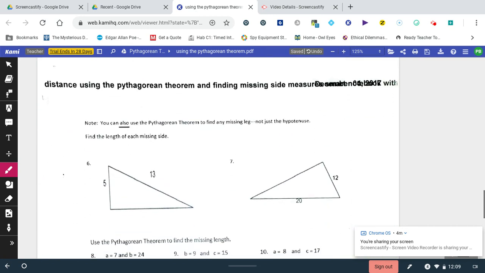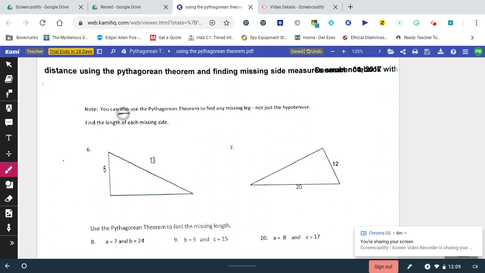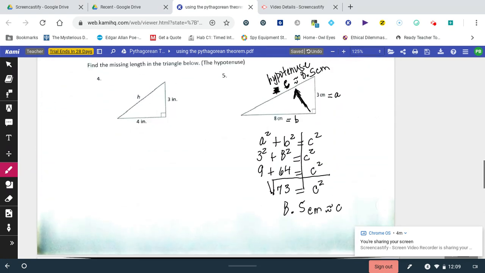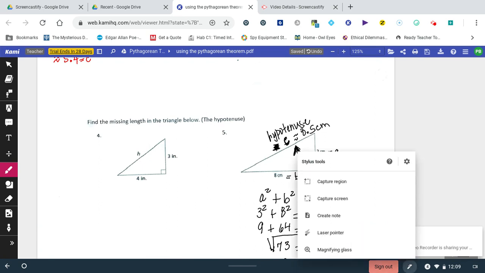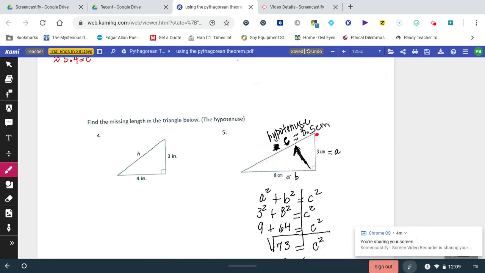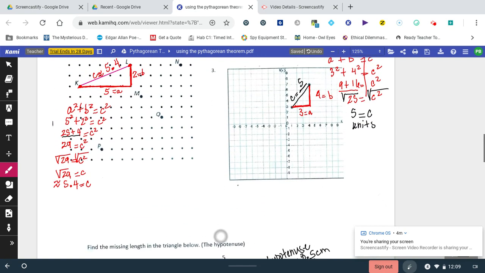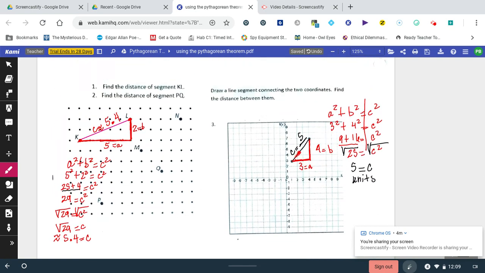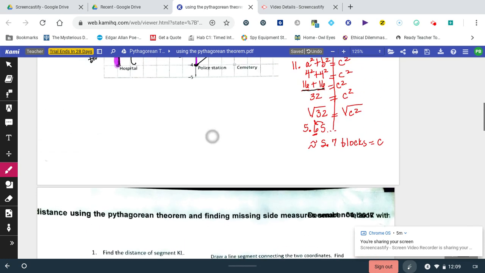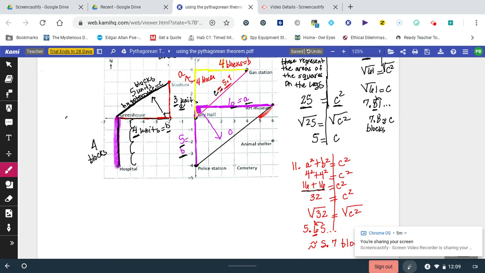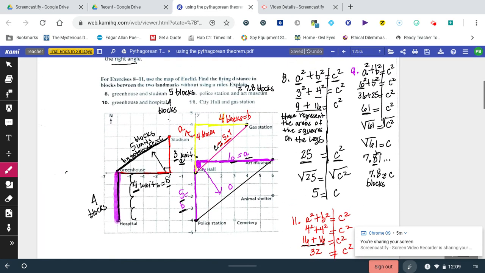All right, let's take a look at the next section. You can also use the Pythagorean theorem to find any missing leg, so not just the hypotenuse. So if you look at what we've been doing, up here, I found the length of the hypotenuse. Here, I found the length of the hypotenuse once I drew the right triangle. Here, I found the length of the hypotenuse. Here we're finding the length of the hypotenuse, which was the distance between those two locations. Here we find the length of the hypotenuse. Here the length of the hypotenuse.